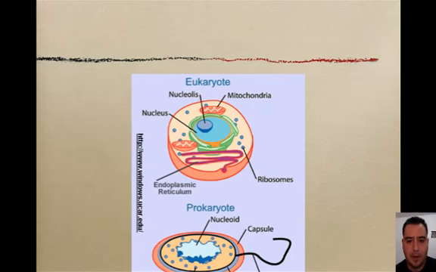Again, eukaryote versus prokaryote, just remember that eukaryotes have a nucleus and membrane-bound organelles. Prokaryotes don't have a nucleus. Their DNA is circular, it's all over the place.